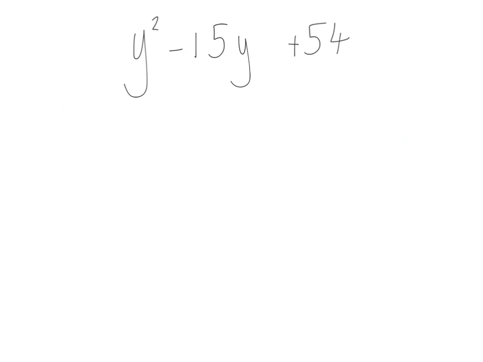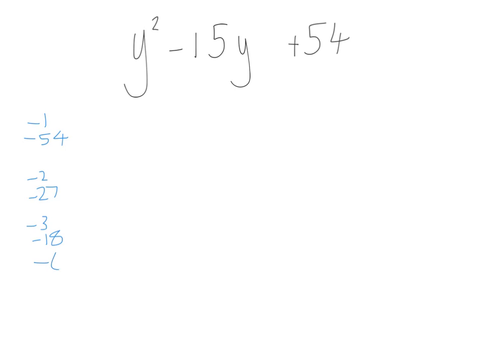Okay, here I'd like us to factorise y squared, take away 15y plus 54. First thing to note, positive here, negative here, so both my factor pairs are going to be negative. So factor pairs of 54 that are negative, I've got minus 1 and minus 54, minus 2 and minus 27, minus 3 and minus 18.